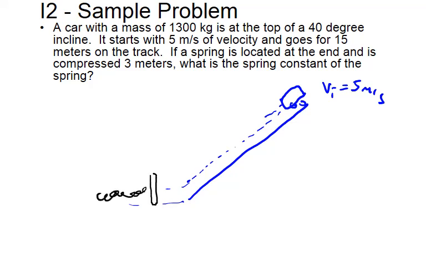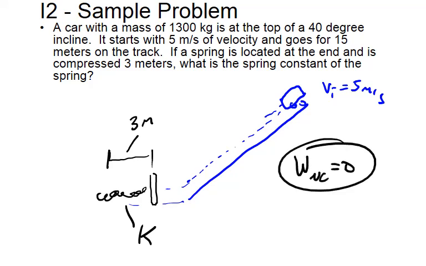Okay, and it compresses the spring, okay? And it compresses the spring with 3 meters. Right, and so we want to figure out, what is K for the spring. Now, what we're going to assume, and this is a huge assumption here, right? There's not going to be any non-conservative work. It's going to be 0.